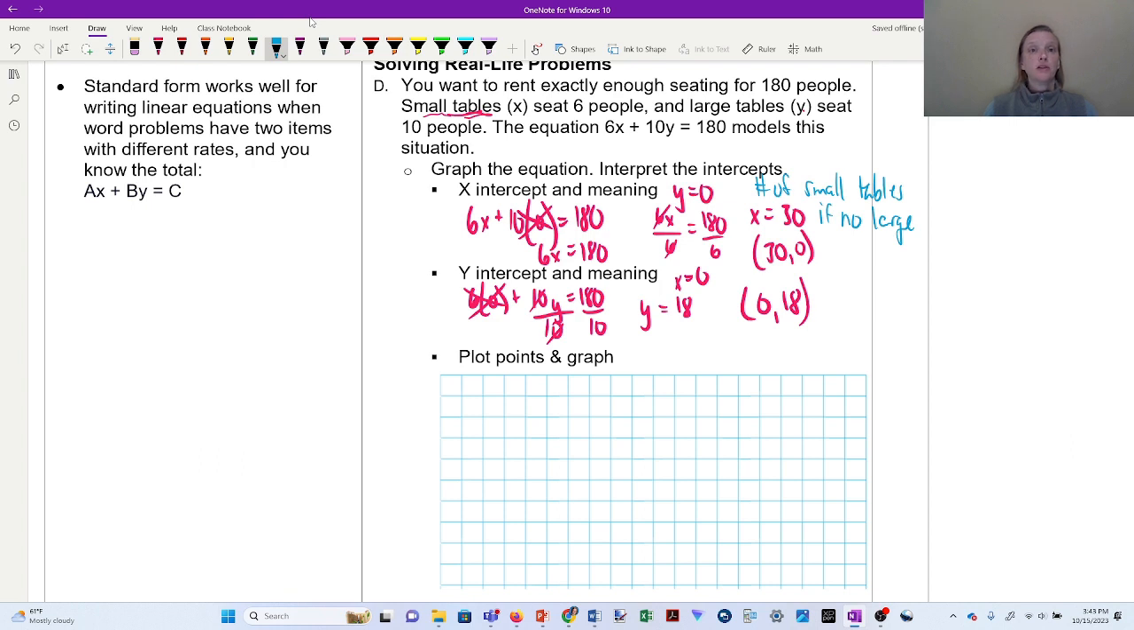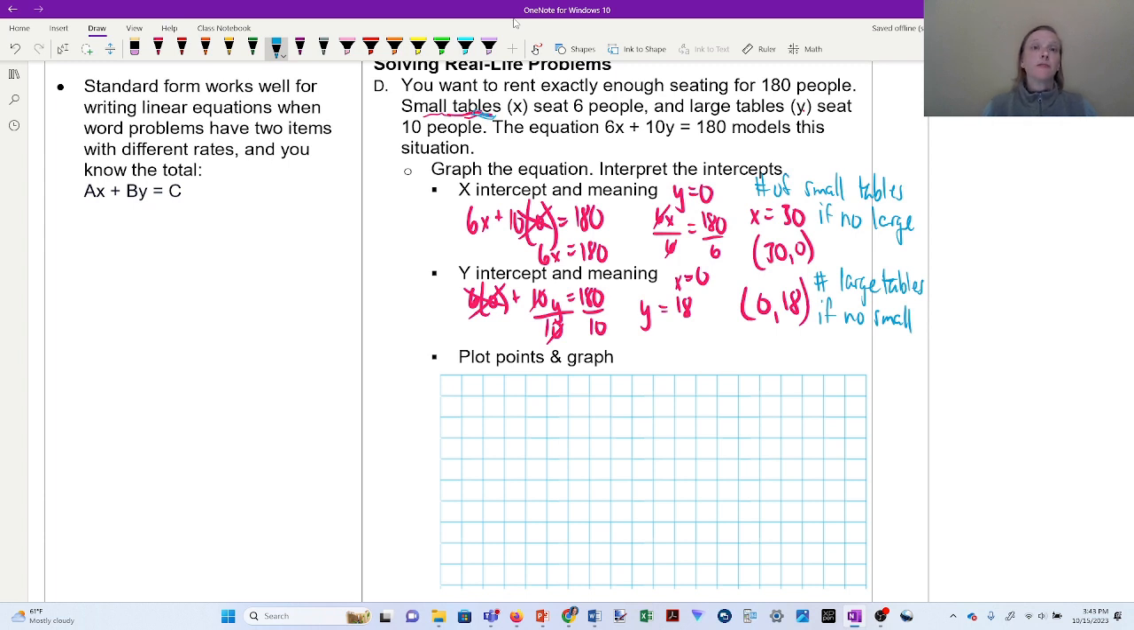On the other hand, the y-intercept is when x equals 0. When x equals 0, that means I have no small tables. So the y-intercept tells me the number of large tables I have if there are no small tables. If no small tables.